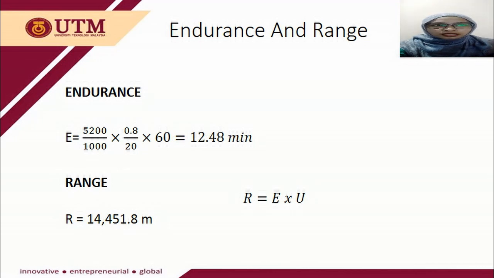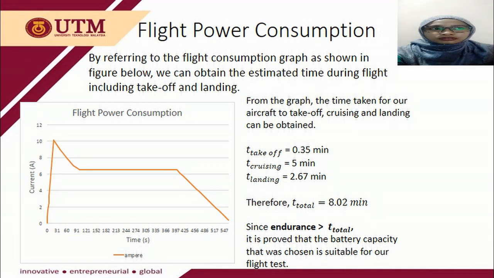From the graph, the time taken for our aircraft to take off, cruise, and land can be obtained. The time for takeoff is 0.35 minutes, time for cruising is 5 minutes, and time for landing is 2.67 minutes. Therefore, the total time taken for our aircraft to fly is 8.02 minutes. Since the endurance of the battery that we selected is more than the time taken for our aircraft, it is proof that the battery capacity that we chose is suitable for our flight test.